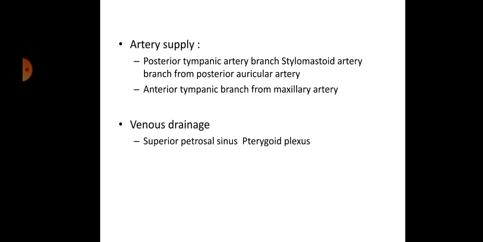And venous drainage: two venous systems are draining here. One is the superior petrosal sinus, another is the pterygoid plexus. The superior petrosal sinus is present inside the intracranium. It is draining into the intracranium, and after that it comes to the internal jugular vein. And the pterygoid venous plexus is present in the cheek region, below the zygomatic area. Through that, it is draining to the external or internal jugular vein.